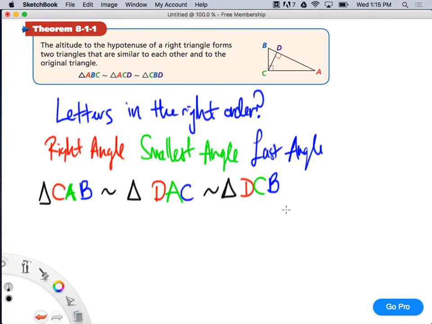Does that make sense to you guys? You can't just put the letters in any order you want. They have to be in order of the angles. Does that make sense to you guys? Okay. All right, so what was that? You put the similarity sign. Yeah, the similarity statement is this whole thing. Does that make sense? Yeah?